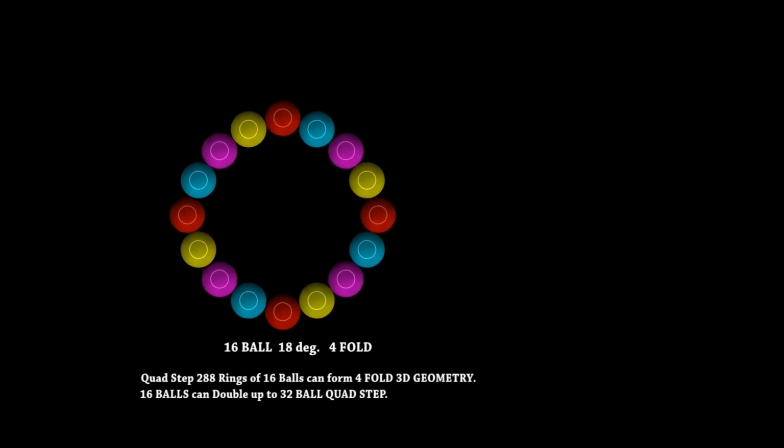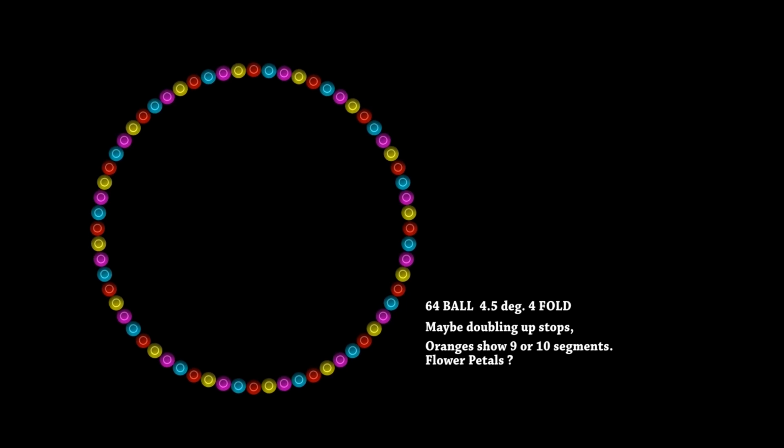We'll start with the 4-fold group, and I showed this as a 16-ball ring. Okay, let's double up to a 32-ball ring. I show the 32-ball forming a pine cone in my earlier videos. Now this 32-ball will double up again to a 64-ball. Maybe this doubling up stops at a certain number, because oranges and stuff come in 9 or 10 segments, and flower petals I think are similar. I don't know how many petals you can have on a flower.